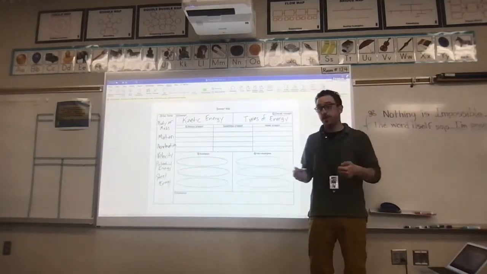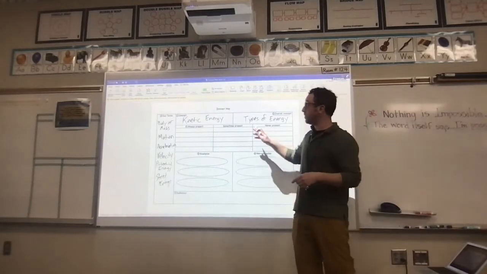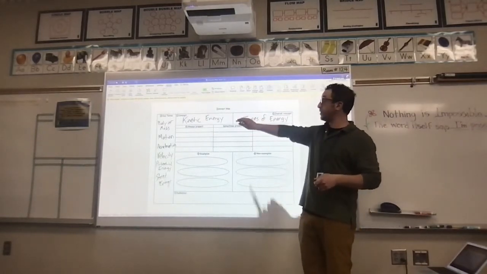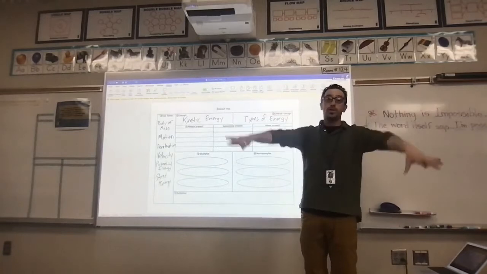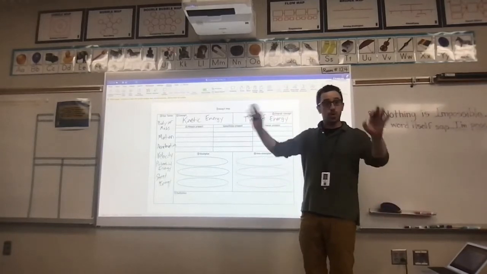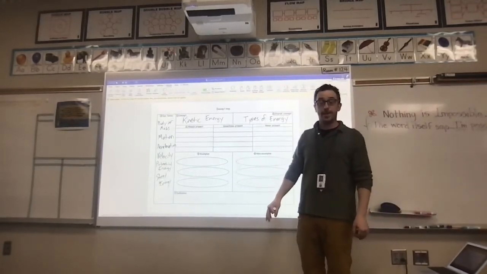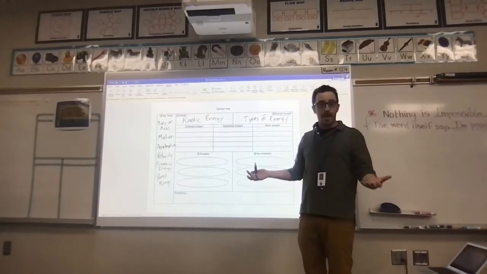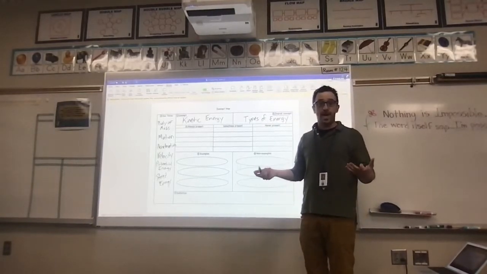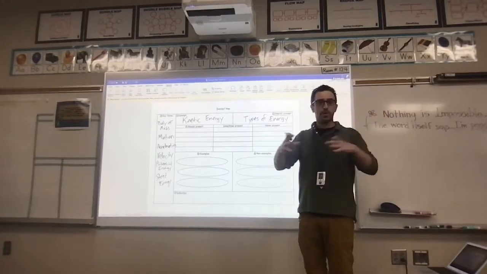So if we're talking about kinetic energy, when it comes to energy, the first thing I wrote under the key terms. What is always present in energy? There always has to be a body of mass, right? An object, a body of mass, a person, some sort of thing.